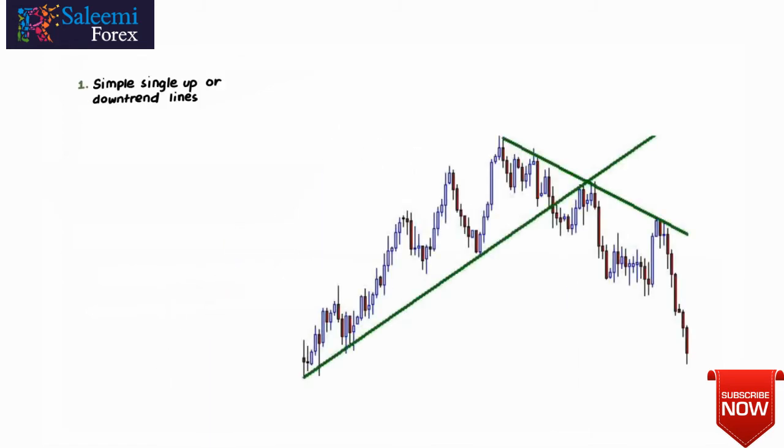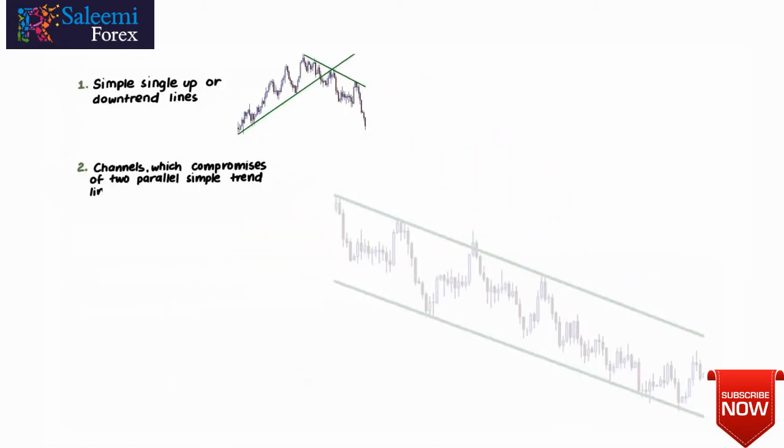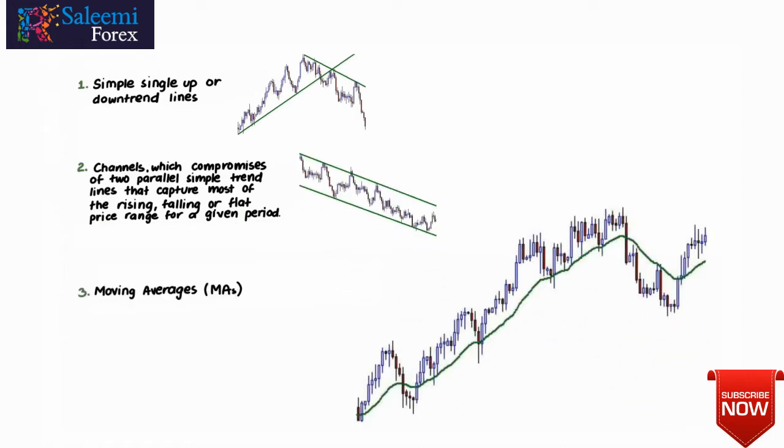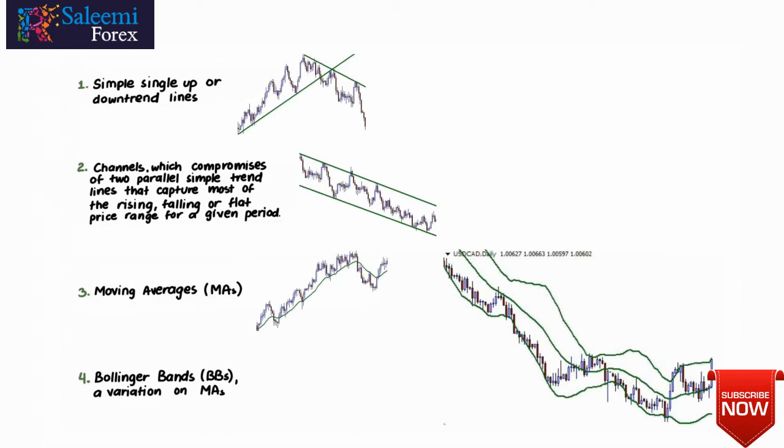1. Simple single up or down trend lines. 2. Channels, which are comprised of 2 parallel simple trend lines that capture most of the rising, falling, or flat price range for a given period. 3. Moving averages, MAs. 4. Bollinger Bands, BBs, a variation on MAs.